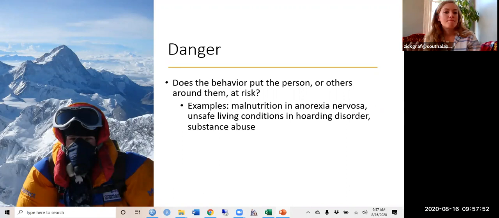But there are tons of behaviors that are dangerous to yourself and other people that aren't necessarily indicative of psychopathology. So the picture is someone climbing Mount Everest. That is a really dangerous thing to do. When you climb Mount Everest, you're risking your own life and also other people's lives. People who climb Mount Everest climb over the dead bodies of other climbers all the time. But wanting to climb Mount Everest, putting yourself in danger to do that, isn't a sign of psychopathology in and of itself. It's dangerous, but it's not necessarily deviant, not necessarily distressing, and not necessarily dysfunctional.